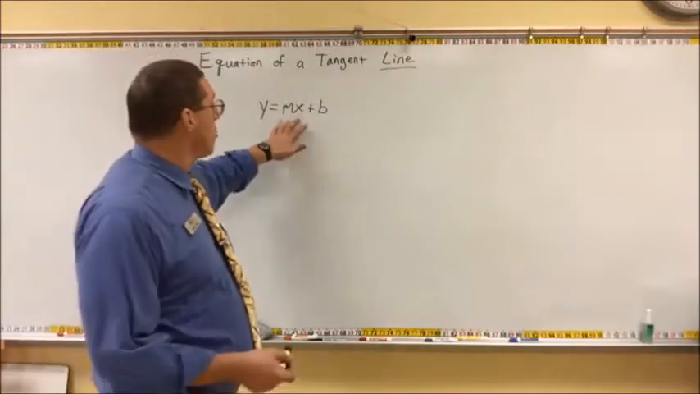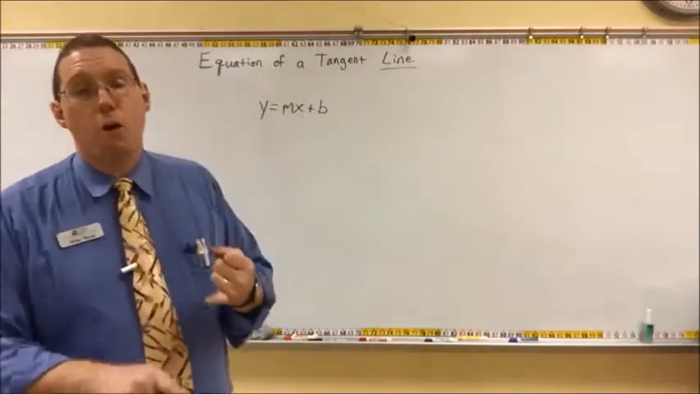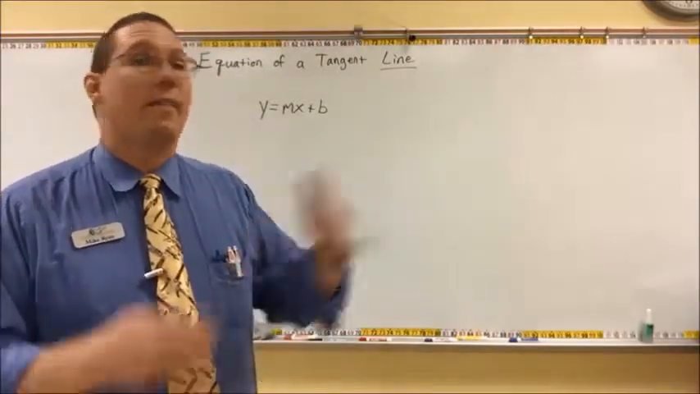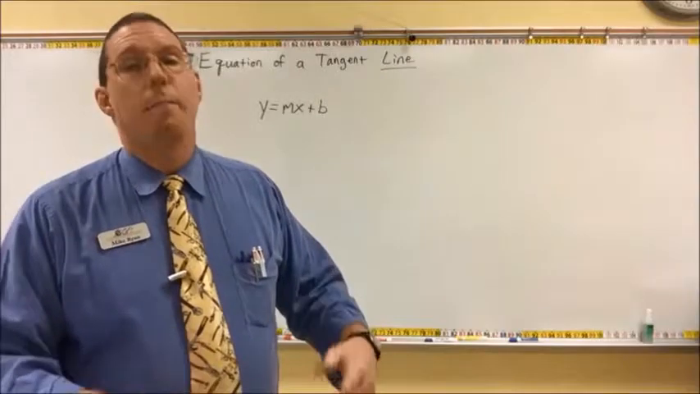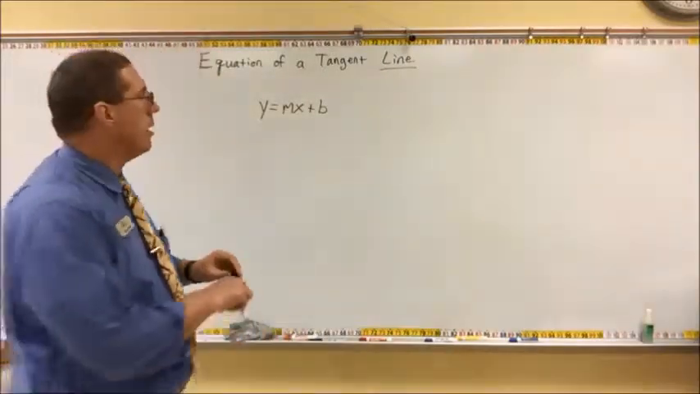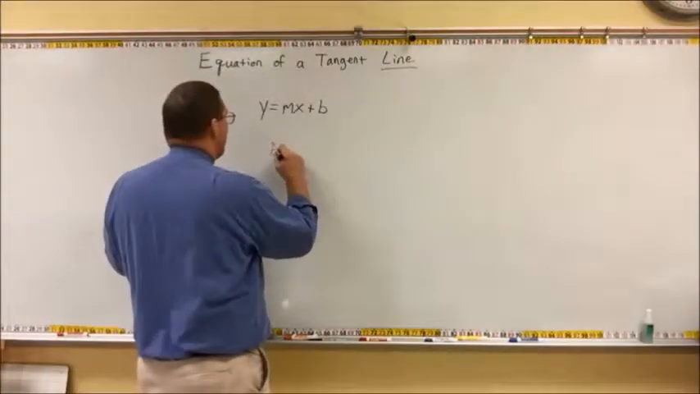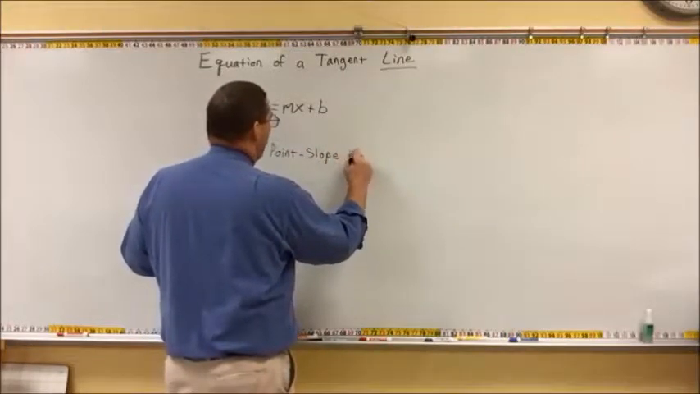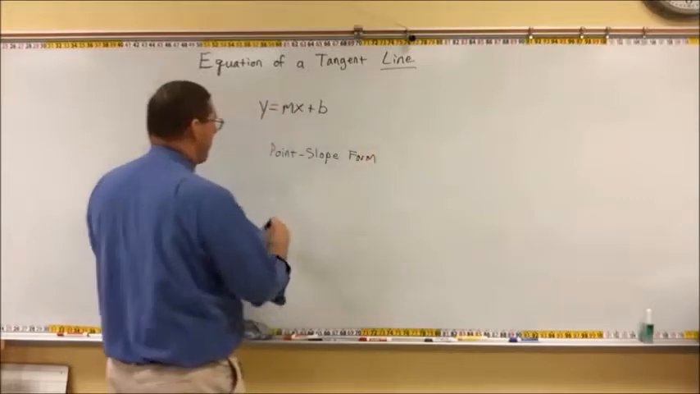Because in order to do the slope-intercept form, you need a slope and a y-intercept. Or you can have a slope and a point and then do a whole bunch of algebra. But there's an easier form of a line. It's called the point-slope form. Point-slope form, and it looks like this.